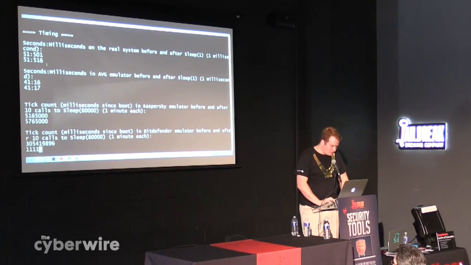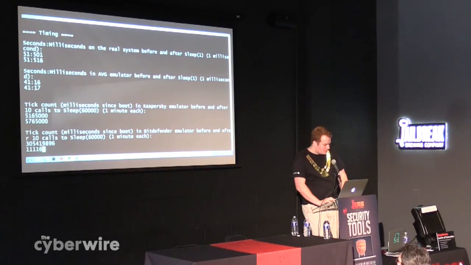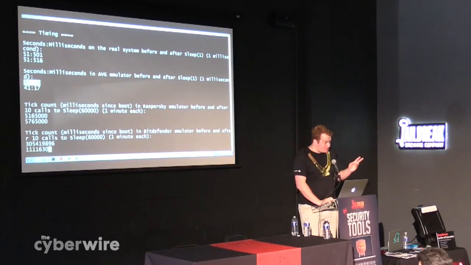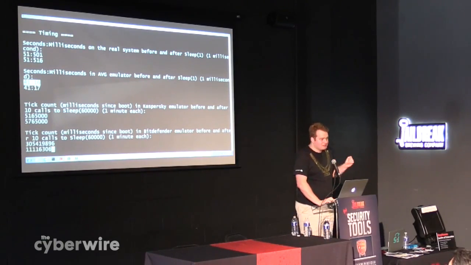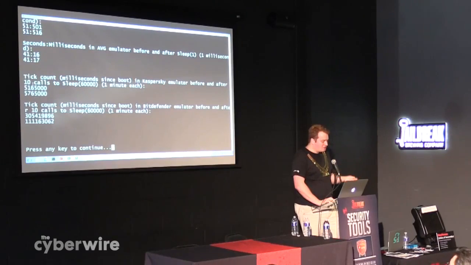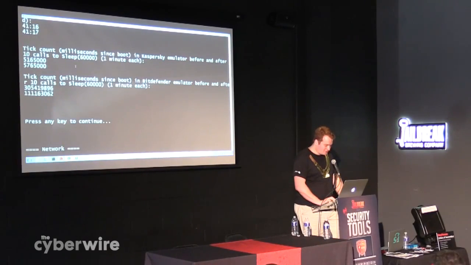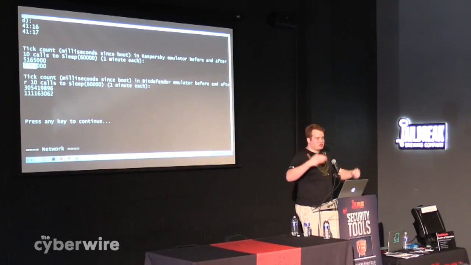even though you only asked to sleep for 1 millisecond. But in AVG, you'll see here, we go to sleep at 41 and then 16 milliseconds. We wake up immediately, 1 millisecond later. So there's no accounting for the overhead that the Sleep call actually takes. In Kaspersky, they do the same thing. We do a call to Sleep for 1 minute, 10 calls, and we'll notice that here we went from 5165 to 5765. It's exactly 10 minutes later. Again, on a real system, there'd be overhead and just churn and things like that.